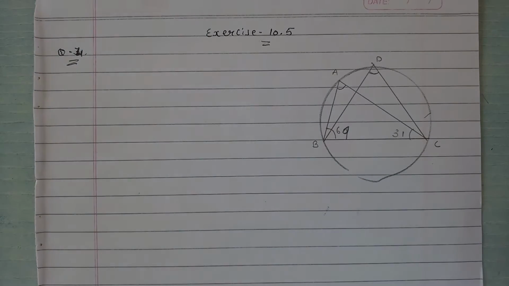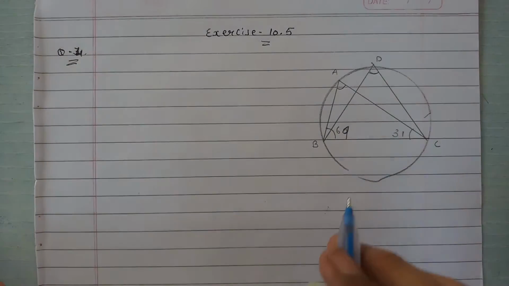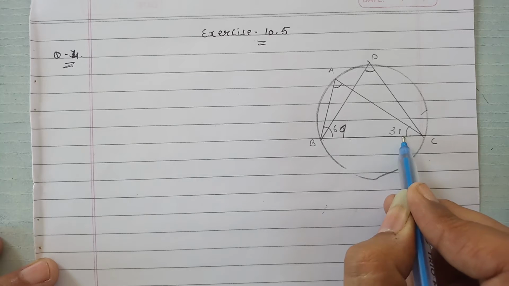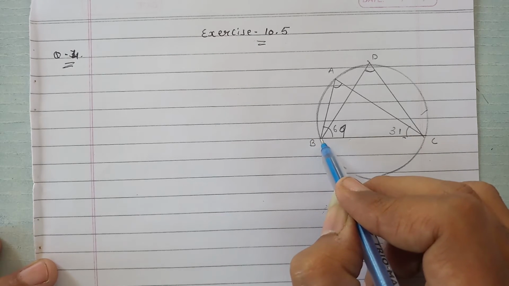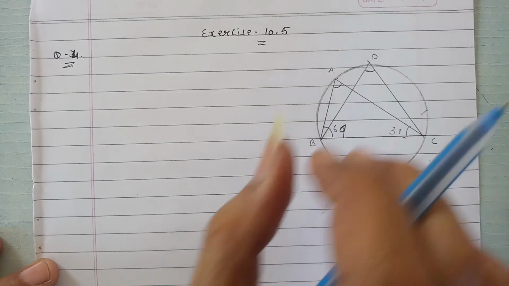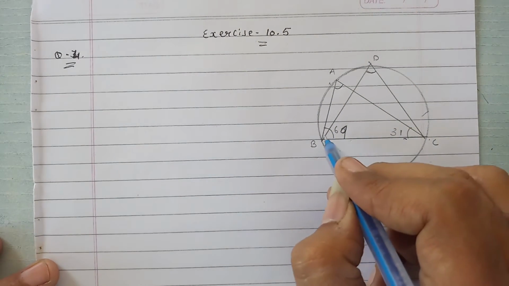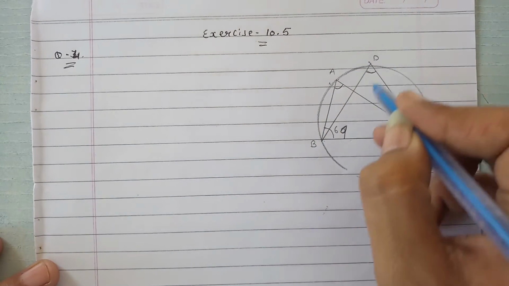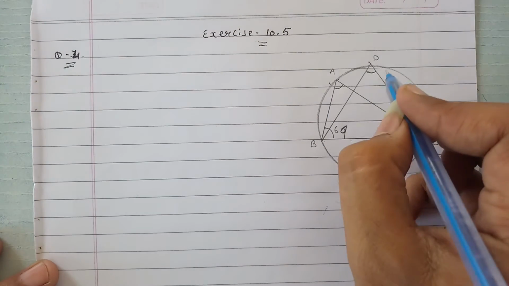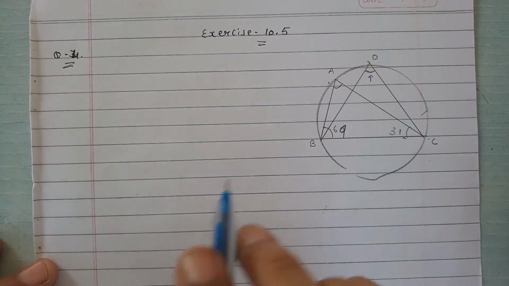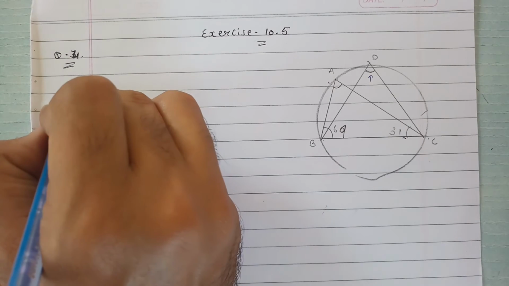As per the question, we have a circle in which there is a chord BC. This chord makes an angle BAC in the major segment of the circle, and the same chord makes an angle BDC in the same major segment. So we have to find this angle. First of all, we have triangle ABC.